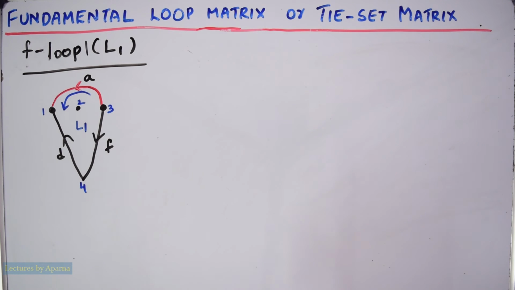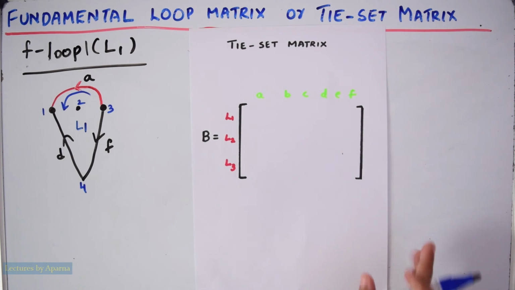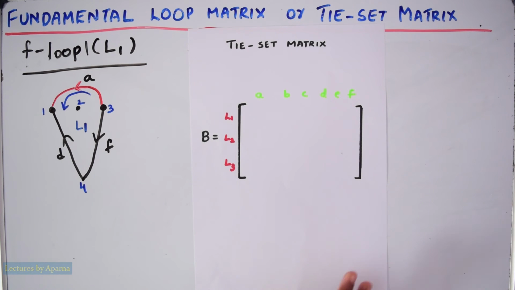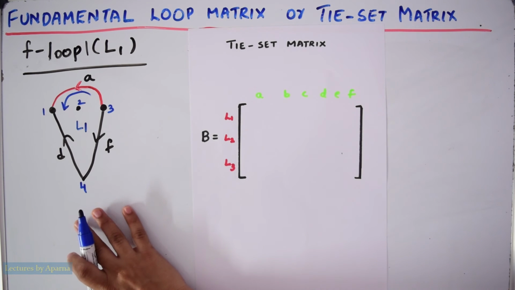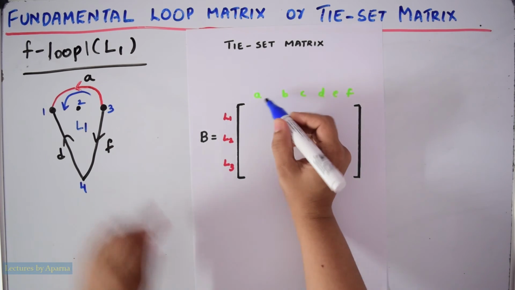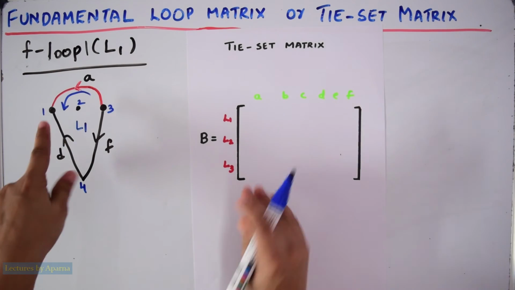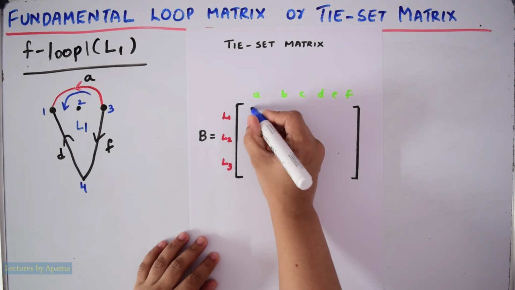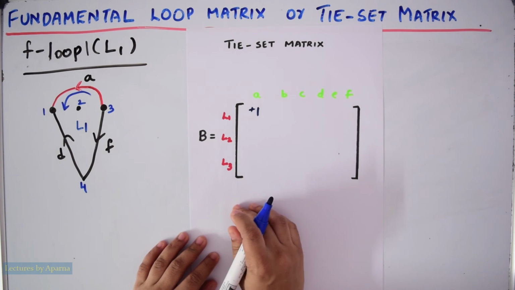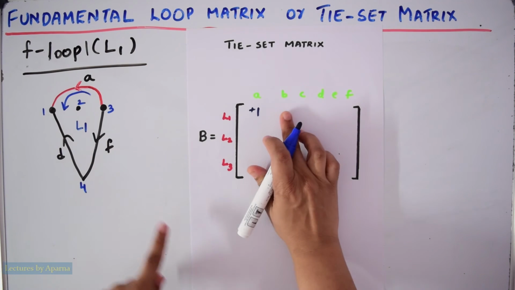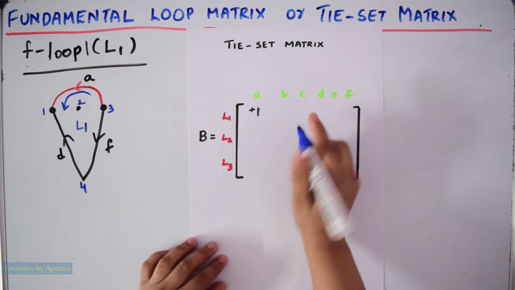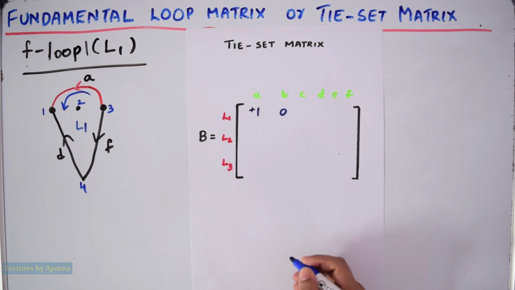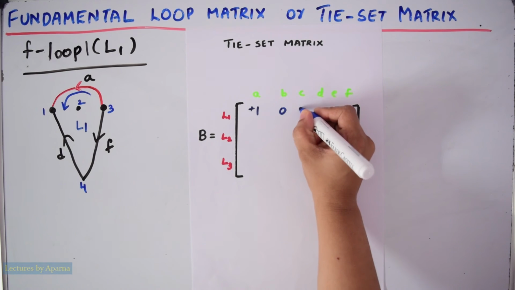Now in the tie-set matrix, we have to write the values as follows. When you look at loop L1, branch A is in the same direction as this loop. So put a +1 here. Branch B is not there. So put a 0 here. Branch C is also not there. So put 0 here.